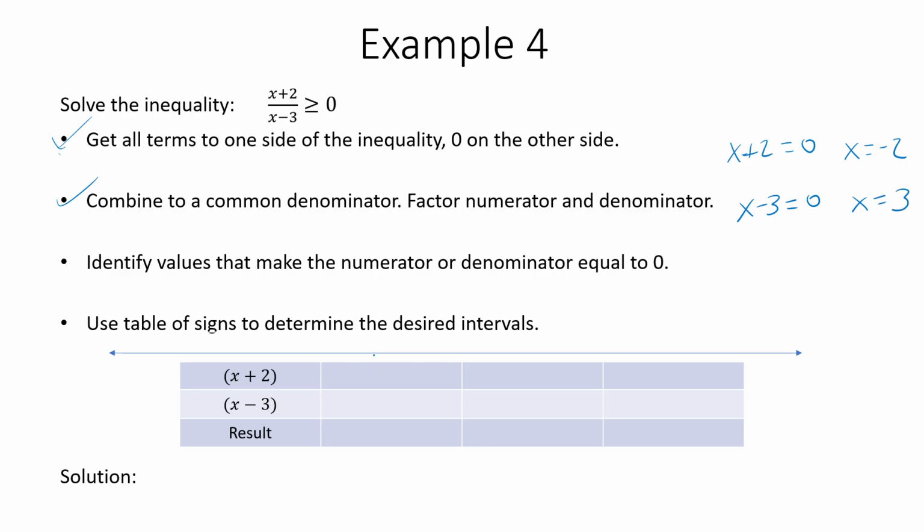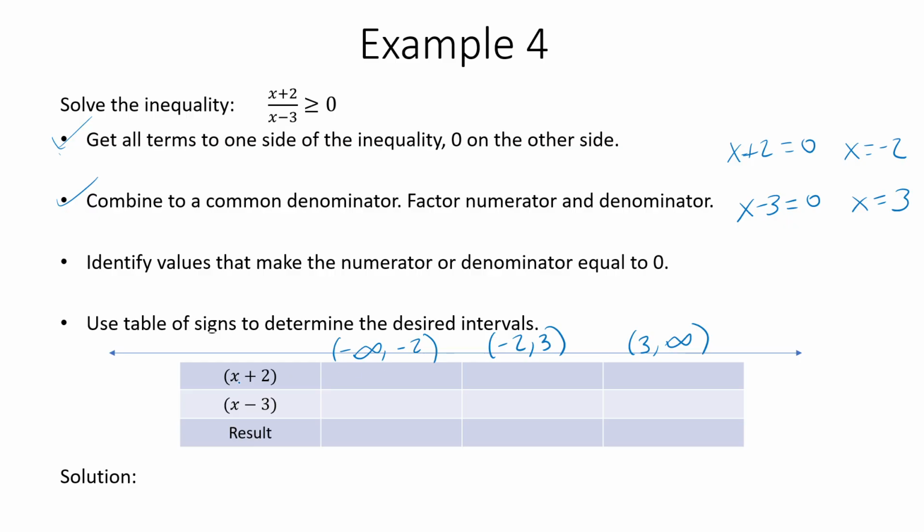Okay, so now we can set up our desired intervals here. We can go from negative infinity to negative 2, from negative 2 to 3, and from 3 to infinity. Okay, now let's check these values here. All right, I need a value less than negative 2, so between negative infinity and negative 2.